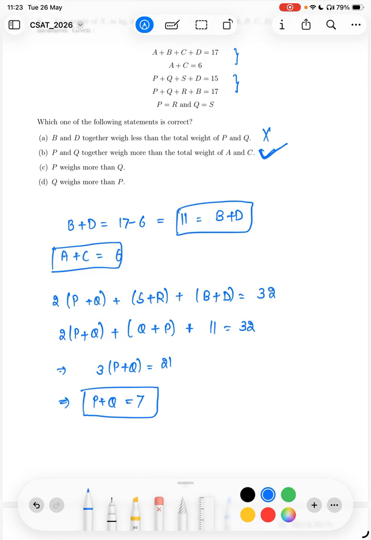Also, if you see, P weighs more than Q. You cannot say anything about whether P is larger or Q is larger, because you only have P plus Q equal to 7. Similarly, Q weighs more than P. You cannot say anything. Hence, option B is correct.